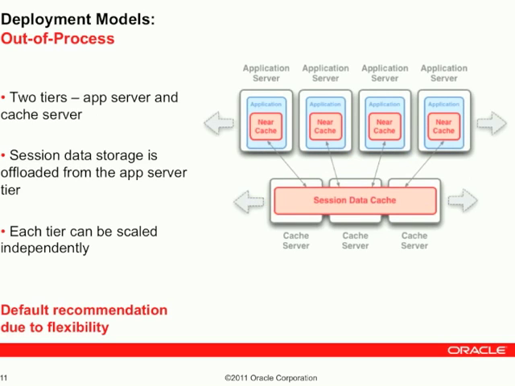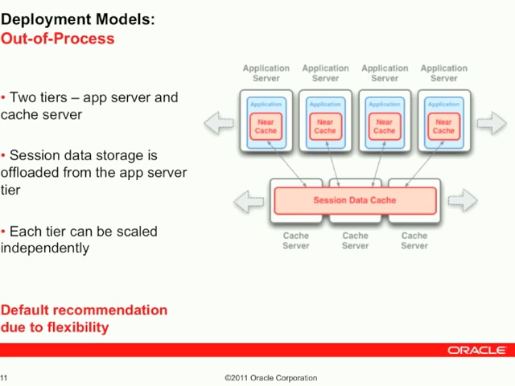Now, the first production model that we're talking about is called the out-of-process model. In the out-of-process model, you have two tiers. In the first tier, you have your traditional Oracle GlassFish Server cluster, and in the cluster you're actually not going to store HTTP session data. It's going to delegate the storage of HTTP session data to a new tier. In this tier, you're going to have a cluster of Oracle Coherence cache servers running that will be used for offloading the storage of HTTP session data.